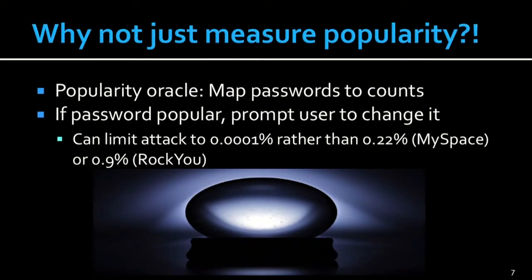As an example, let's say you have 100 million users on your website, and you limit the popularity of each password to 100. That means that an attacker who even knows exactly the most popular password can only crack 1/1 millionth of the accounts. But this same attack in 2006 cracked 20.22% of MySpace accounts, and in late 2009 cracked 0.9% of RockYou accounts. So what is the problem with this simple way of doing it?